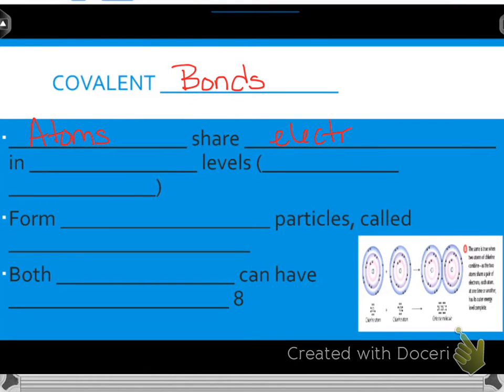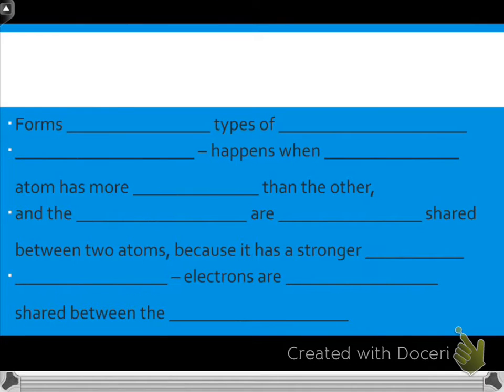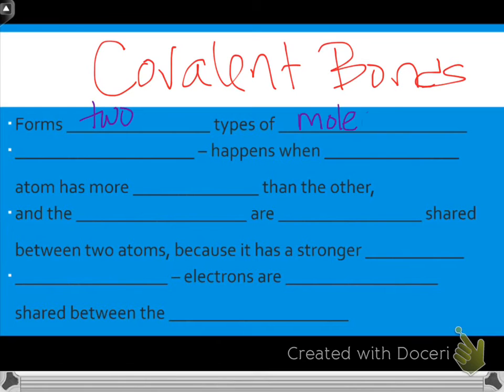So atoms share electrons in their outer levels. What are those called again? So they form neutral particles called molecules, and both atoms can have a perfect 8. This is a continuation of covalent bonds, by the way. Forms 2 types of molecules.